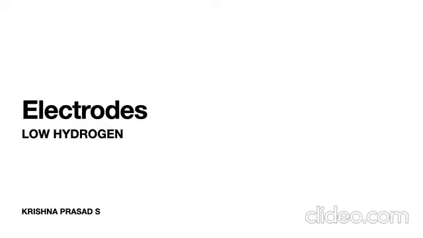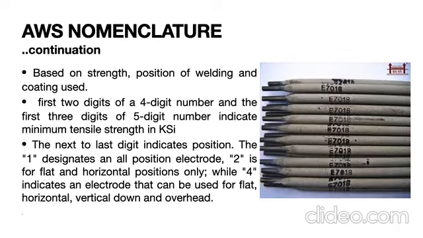Good morning. Today we will continue with the topic which we were discussing in the last class. We'll continue with low hydrogen electrodes. This slide was presented during the last class, basically regarding what is AWS nomenclatures of electrode. So before proceeding further into our lecture today, I will give a brief revision of the nomenclatures of electrodes.